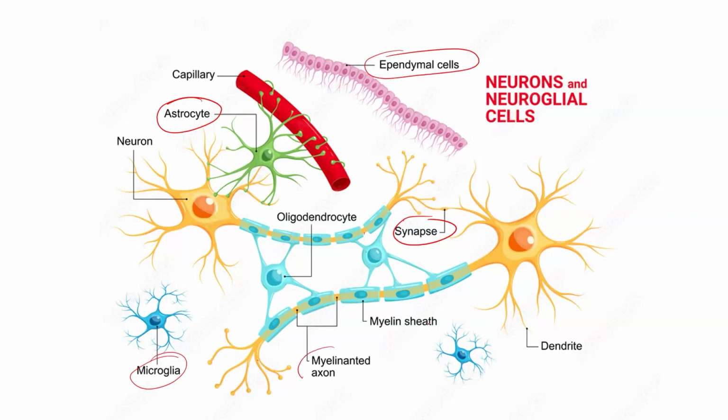This is a myelinated axon, which has the myelin sheath. So the myelin sheath is present, and the gaps between these is known as the nodes of Ranvier. Fine.